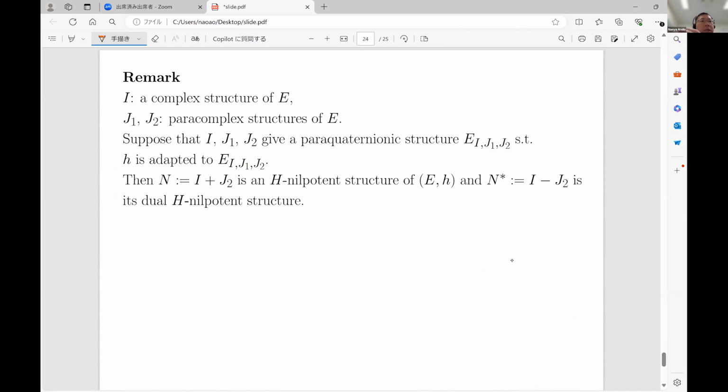Let large I be a complex structure of E and J1, J2 paracomplex structures of E. Suppose that these give a paraquaternionic structure such that H is adapted to this. Then N given by this is an H nilpotent structure of EH, and N star given by this is its dual H nilpotent structure.